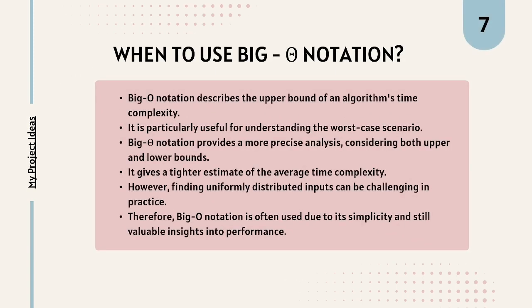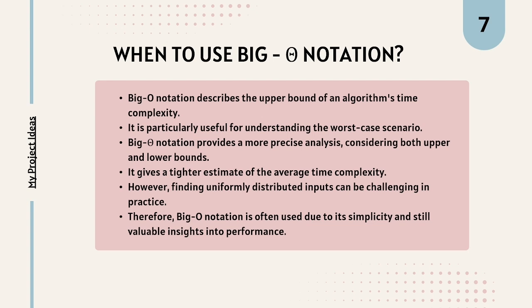Then when do we use the big theta notation? Why is it important and in which cases do we use it? Big theta notation describes the upper bound of an algorithm's time complexity. I'm sorry, it's big O. Big O notation describes the upper bound of an algorithm. I told you that big O always puts a restriction on the upper bound, so it is particularly used for understanding the worst case scenario. We are talking about big O.